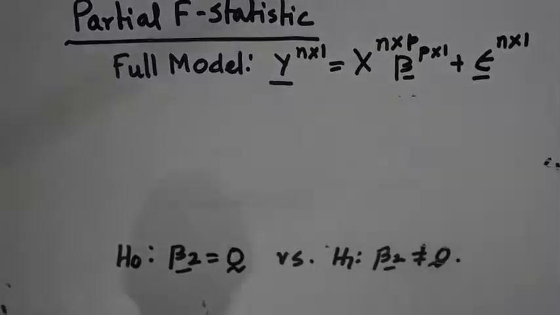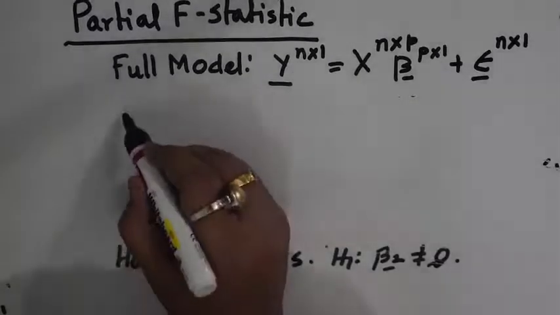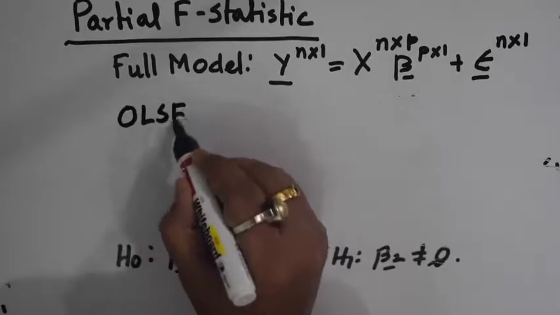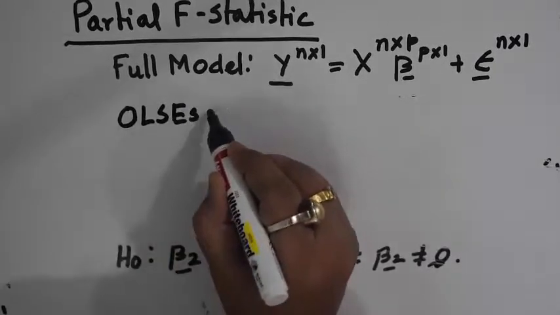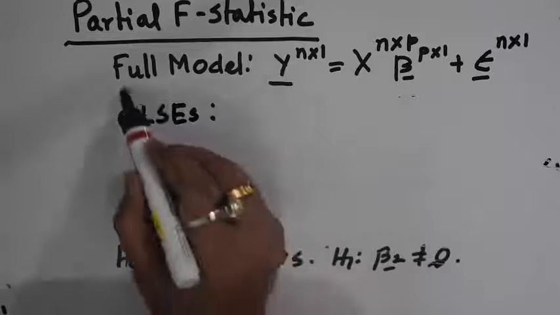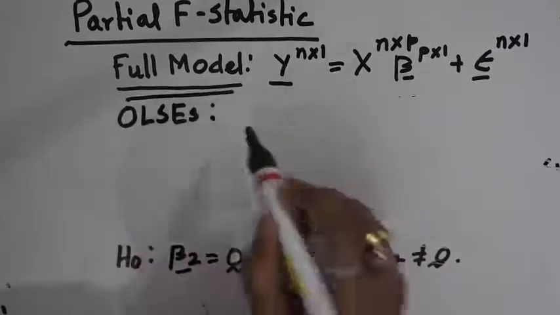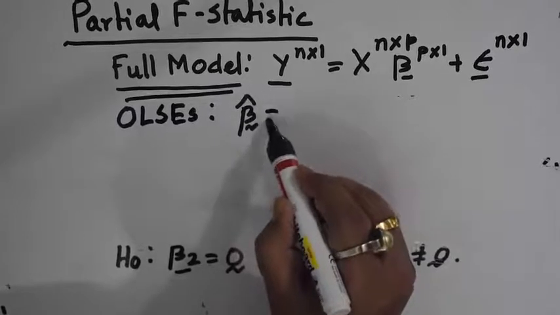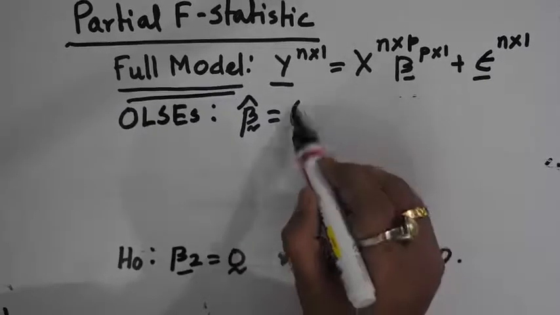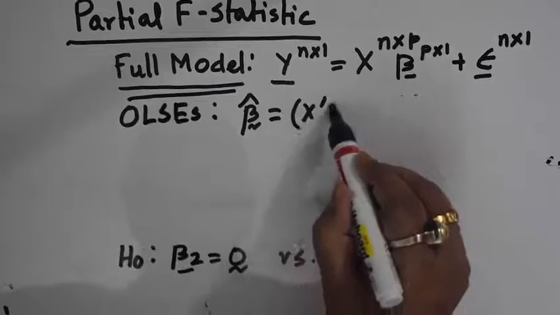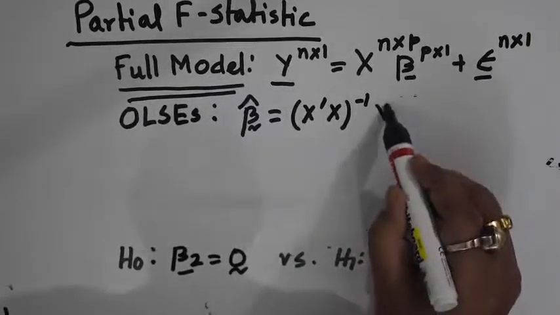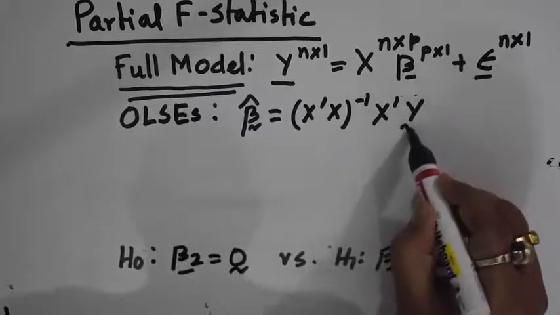So, the OLS estimator for this full model, beta curl hat, equals X prime X inverse X prime y curl.